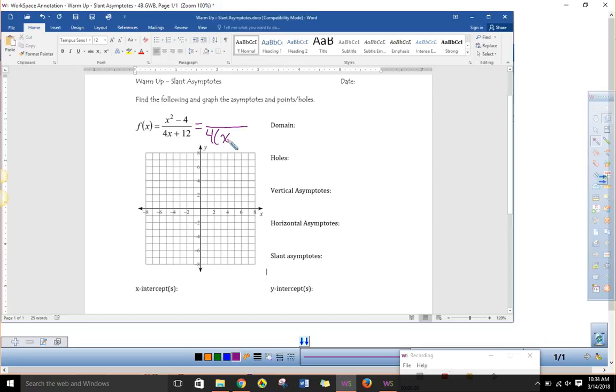X. All right. And when you factor the top, what do you get? X plus 2, X minus 2. Very good, because it is a conjugate. Good. X plus 2, X minus 2.